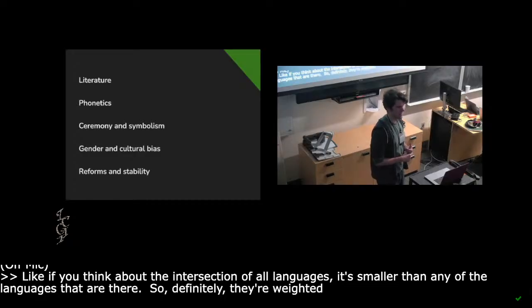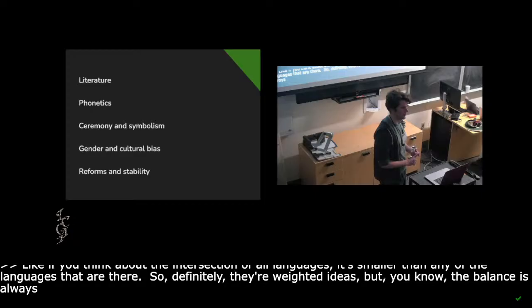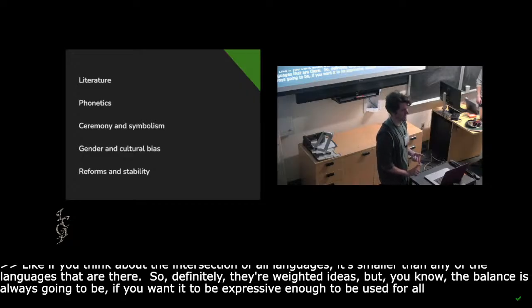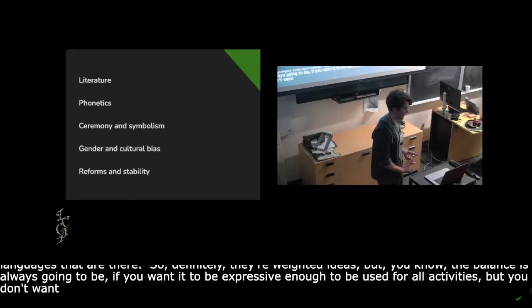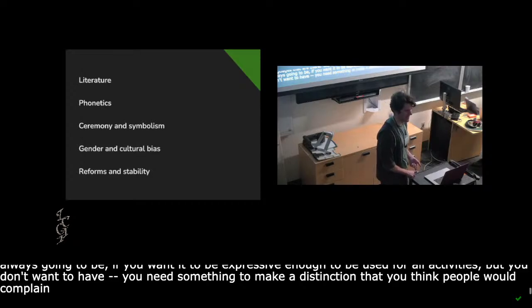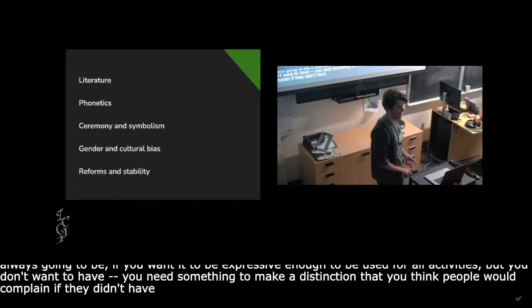But like I was saying, the balance is always going to be, if you want it to be expressive enough to function as a whole language used for all human activities, it's really hard to go minimal with that. There's stuff you don't want to add, but you just need something to make a distinction that you think people would complain about if they didn't have it. But that's the problem with complaining. Someone's always going to be complaining. Yeah, I don't know.